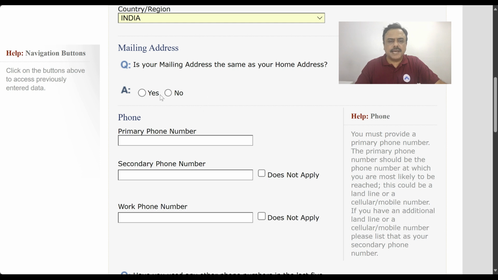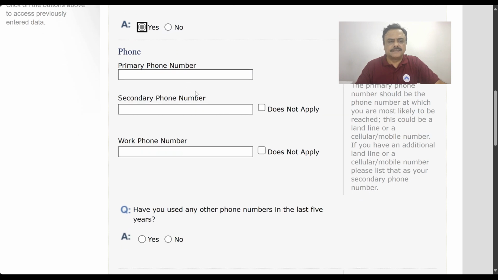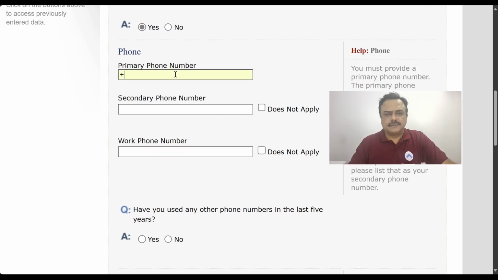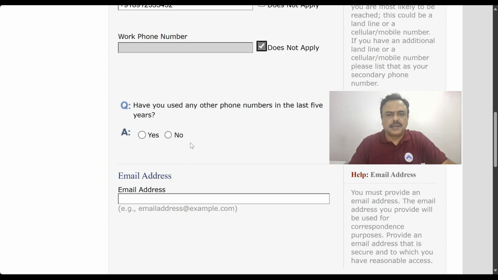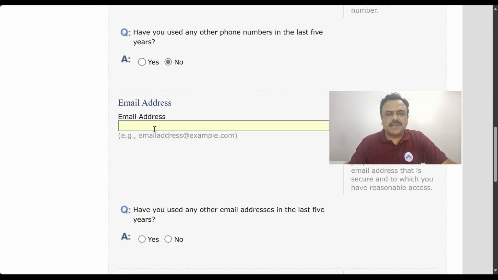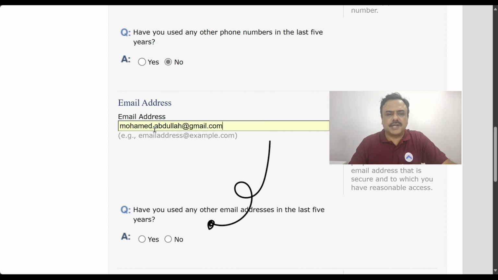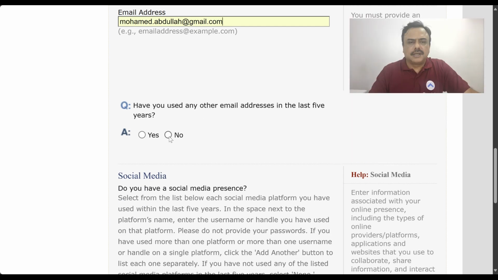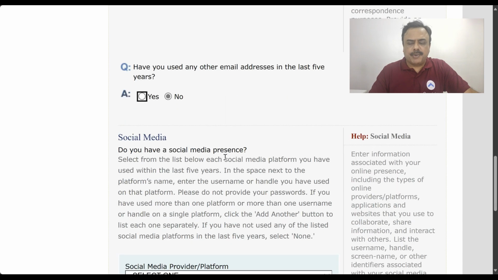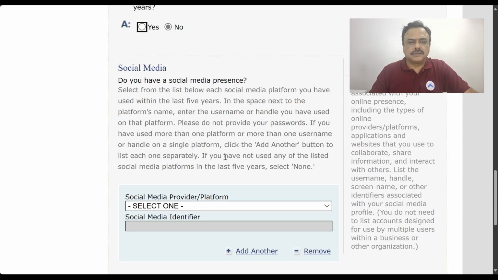Now in case your mailing address is the same as the home address, please mention yes. Your phone number, if you have an alternate number which could be a landline number, and of course if you are working, you can put your work phone number, otherwise go ahead and say does not apply. These are information that you can go on filling. Be careful with the email address, your communication will come there. This is a very important information.